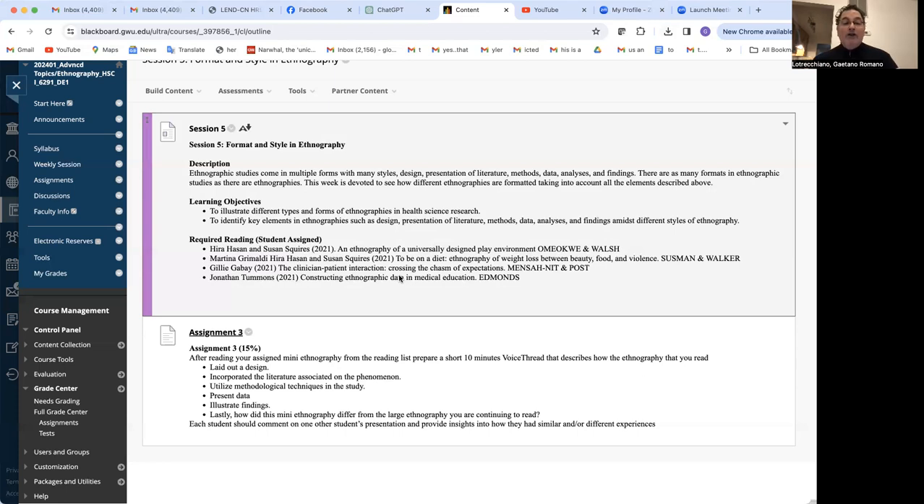So I didn't expect you to finish the large ethnography that you're reading, but I hope you got into it enough to start to understand a little bit about how data is being presented, how it's being analyzed. That might not be so transparent, but that's, again, part of the uniqueness of this sort of method.